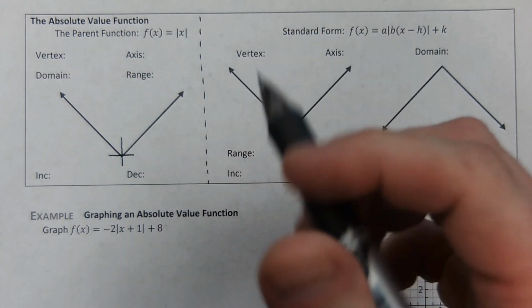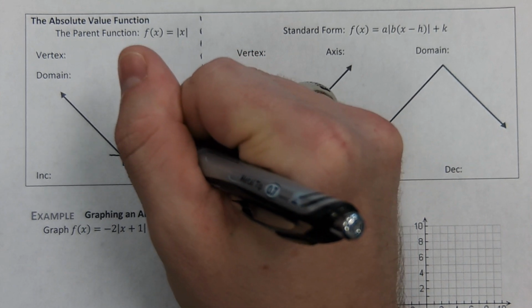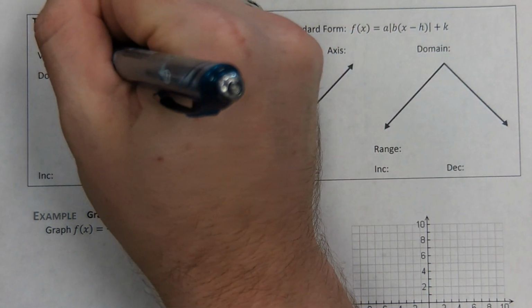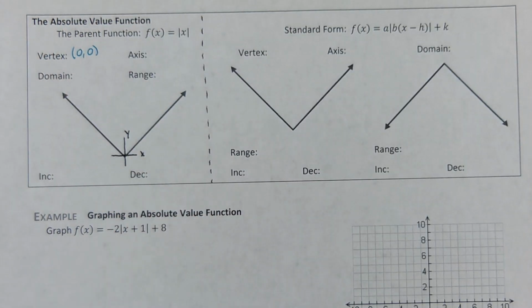So what I just drew right there is a tiny x, y axis. Okay? 0, 0. A little bit of review for us. This graph, this function, is symmetric around the y-axis. That makes it an even function. So just throwing out the review.